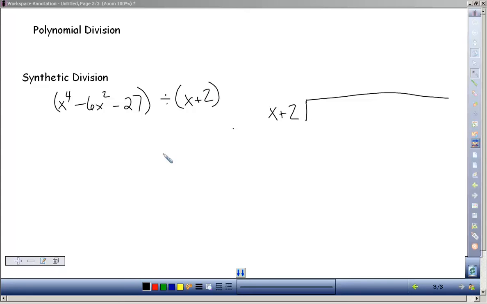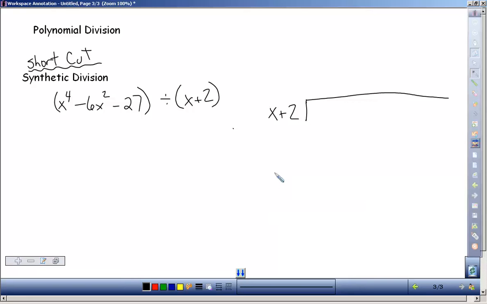It is not always the quickest way, though, because you do have to repeat over and over until you finish carrying down. There are some special circumstances where we can do it quicker if we use another method. It's just that it doesn't work all the time. It only works in certain circumstances, and it is a shortcut. That shortcut is called synthetic division. I want to point out it is a shortcut.